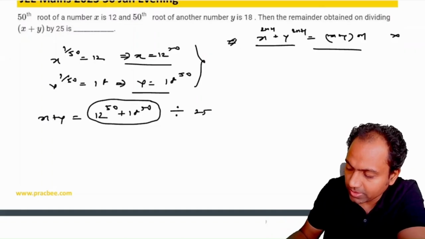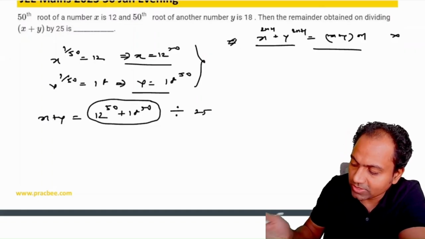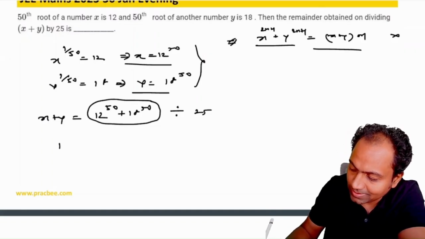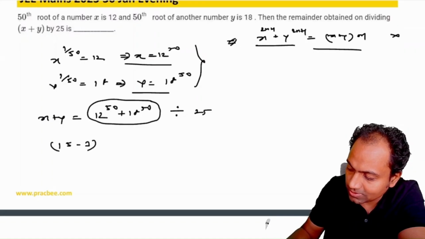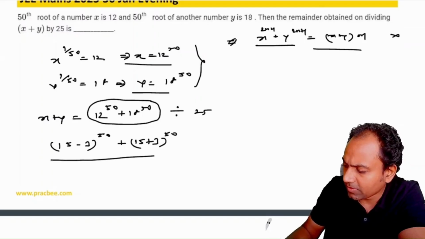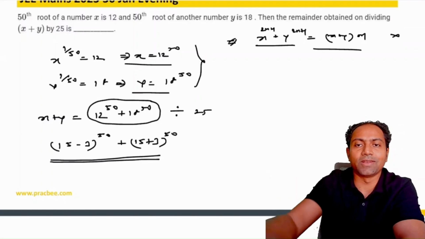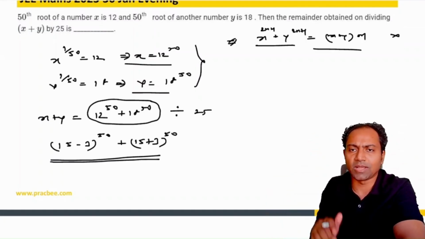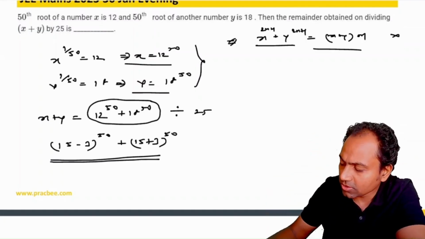So what we need to do here is write the binomial expansion, go one step before. So we can write this as 15 minus 3 raised to the power 50. And the next one I can write is 15 plus 3 raised to the power 50. And simplify. Now this similar kind of question we did earlier in this discussion. You can follow this discussion and come up with an answer. The answer of this question comes out to be 23.